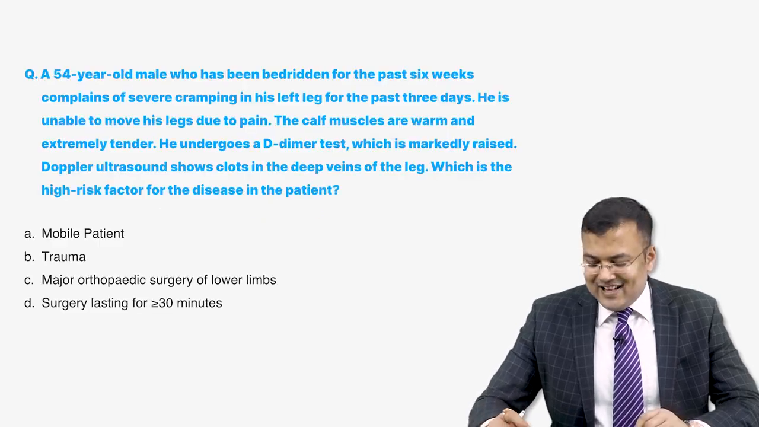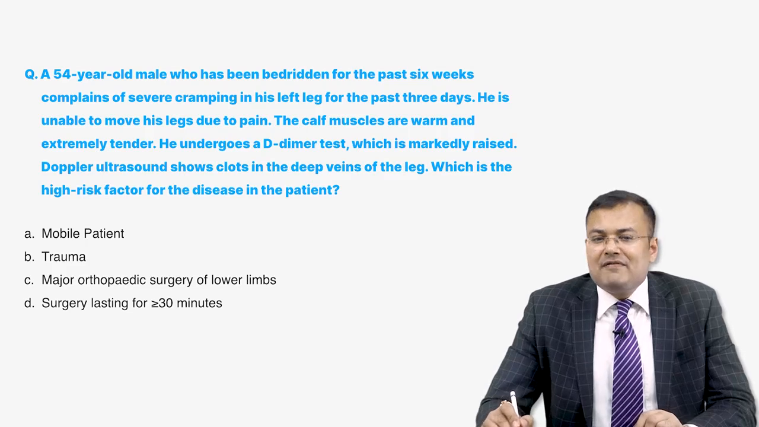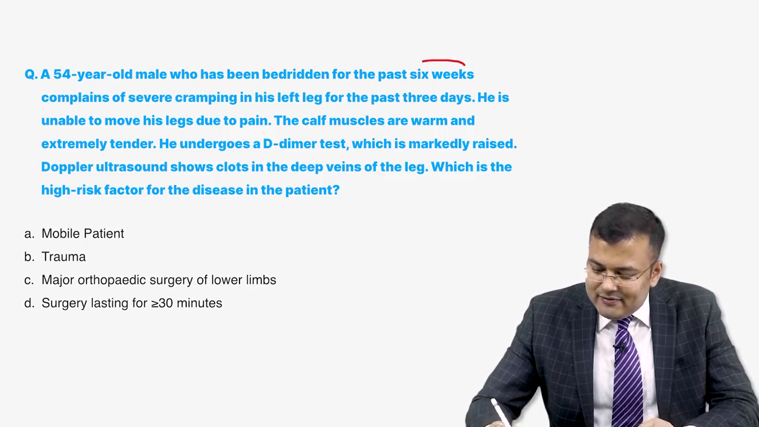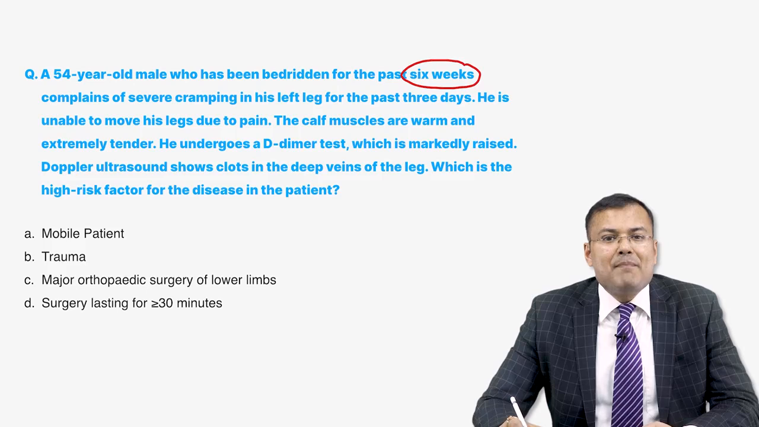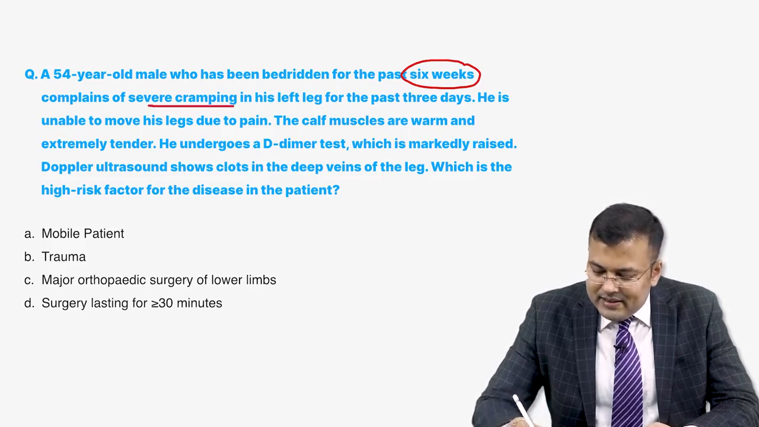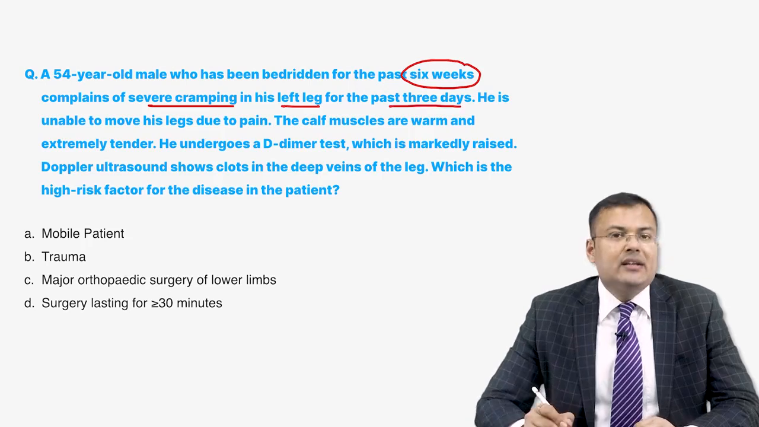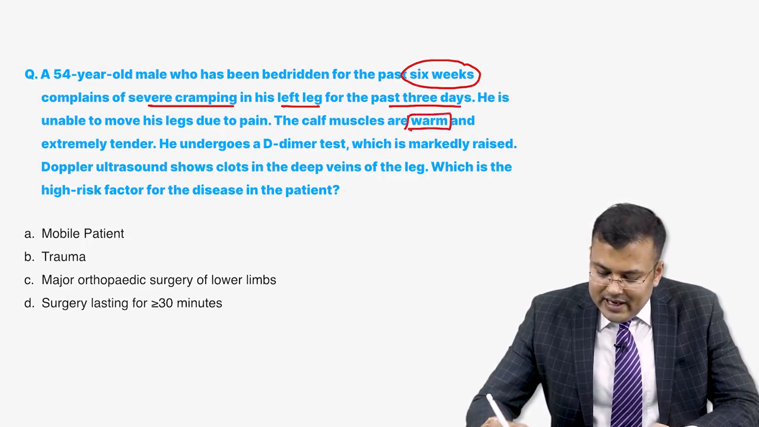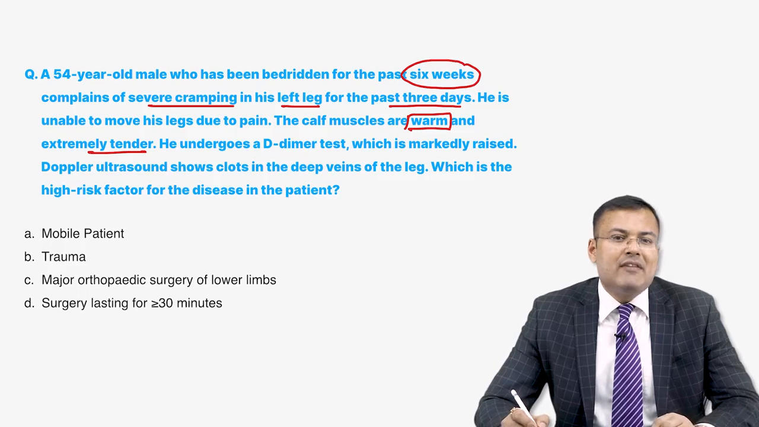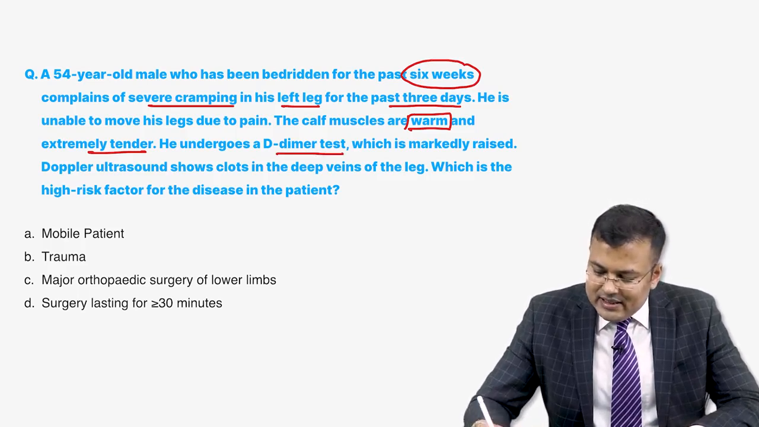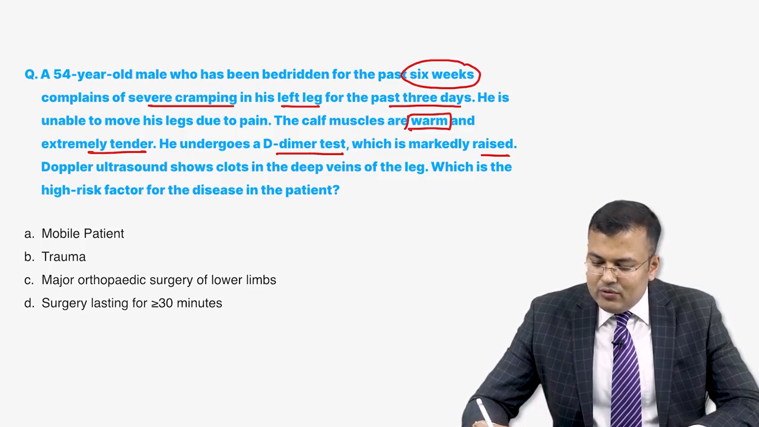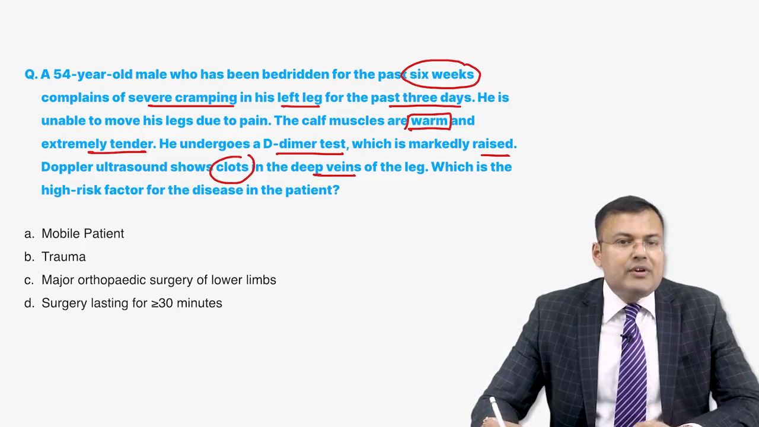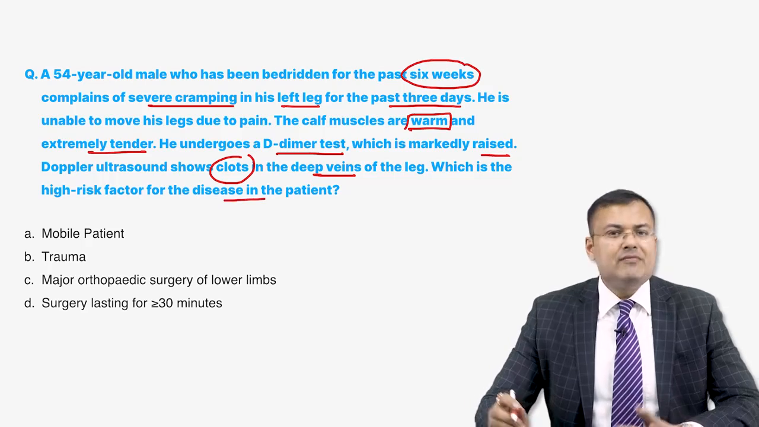So now guys, let's discuss the MCQs. First, you can see a 54 years old male who has been bedridden for the past 6 weeks complains of severe cramping pain in the left leg for the past 3 days. He is unable to move his leg due to pain. The calf muscles are warm and extremely tender, so there is calf pain, calf tenderness. D-dimer test is raised. Doppler ultrasound shows clots in deep veins, meaning the patient is having DVT, which is a high risk factor for the disease in the patient. We discussed that.